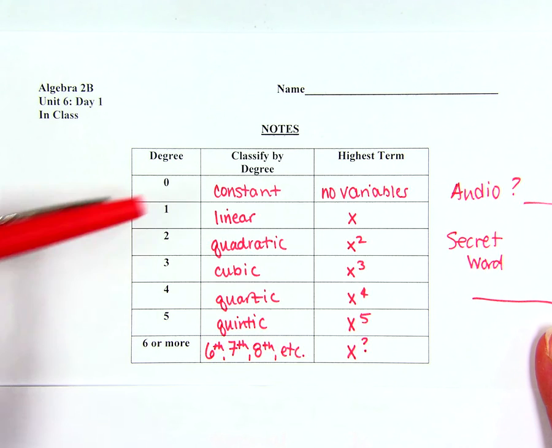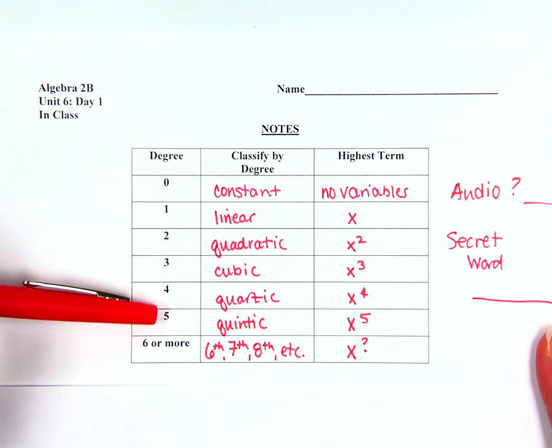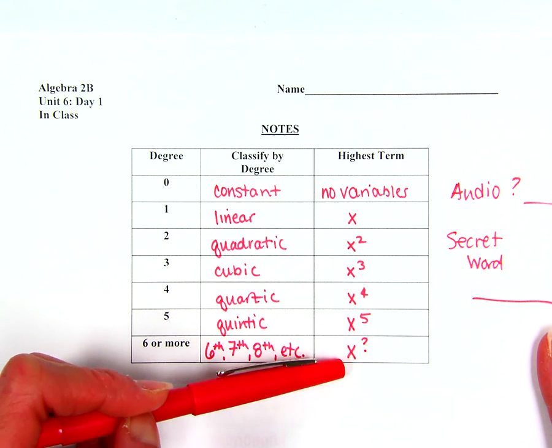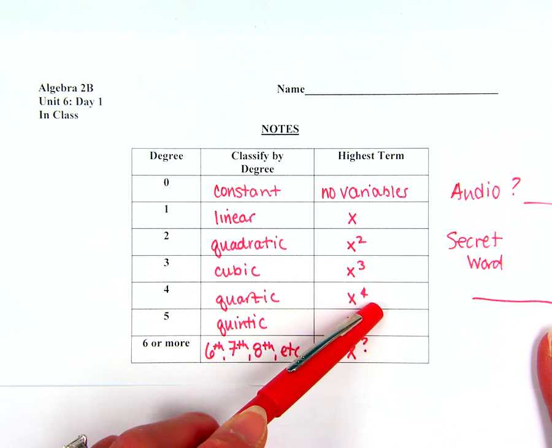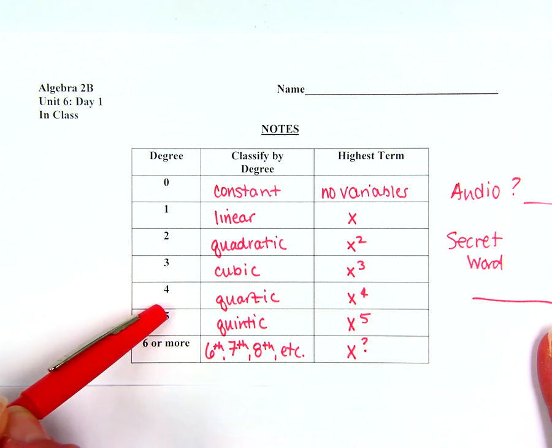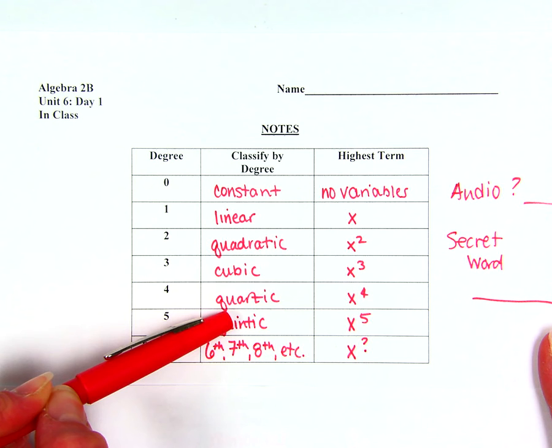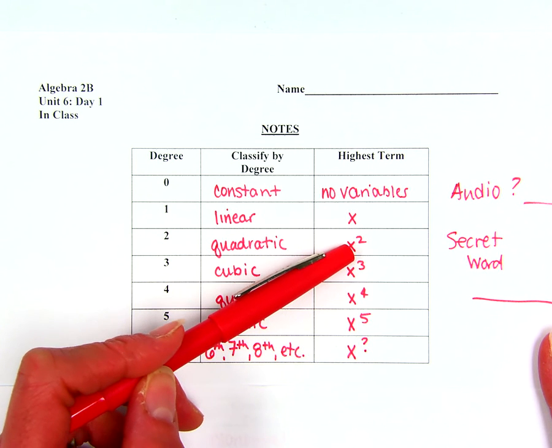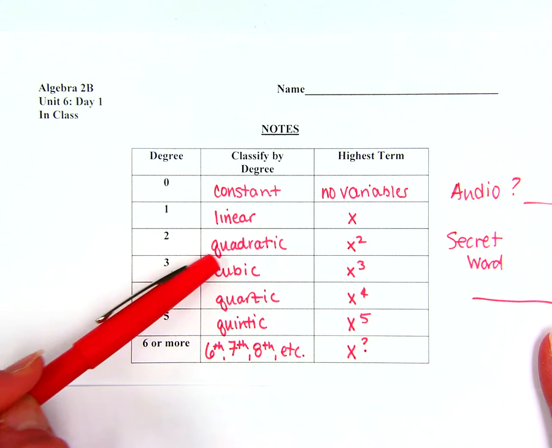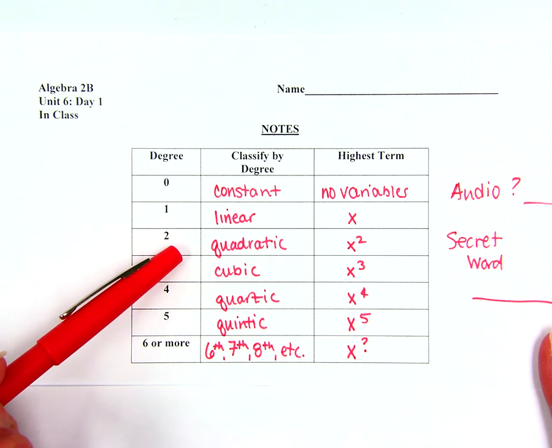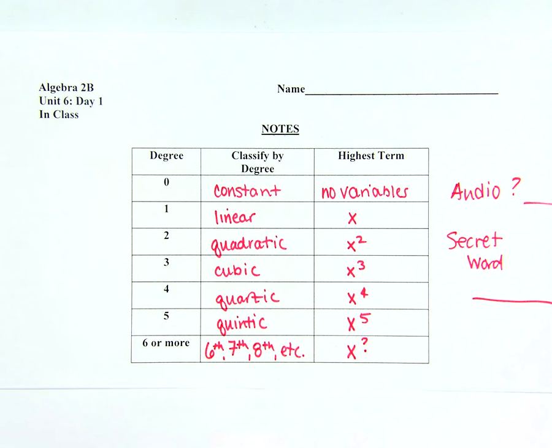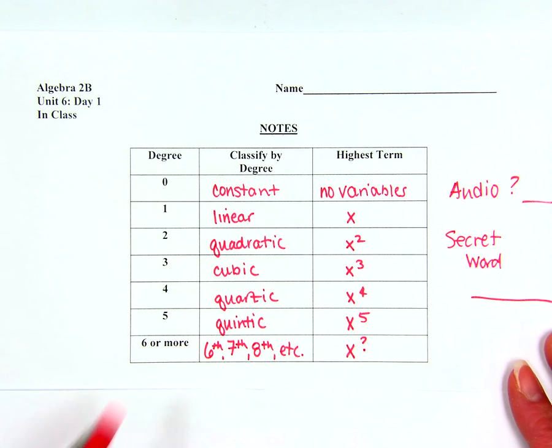All right, so if you classify by degree, it's based on what is the highest exponent. If you have an x to the fourth, that would be a fourth degree polynomial, and the word for it is quartic. If you have x squared, which we talked about a lot last semester, that is a degree of 2, and it's quadratic. So we did the quadratic formula. That's why it's called the quadratic formula, because you're solving for an equation that has the highest variable as x squared.